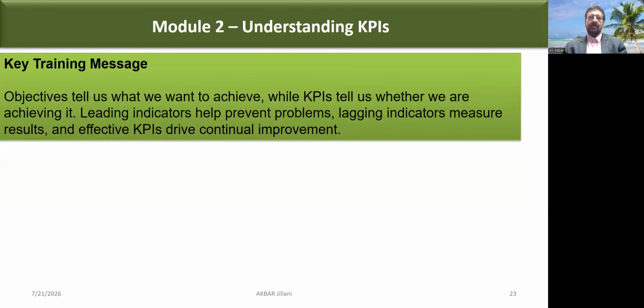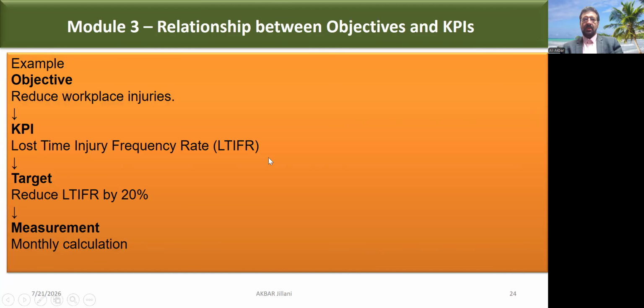Now, the key training message. What is the message for this? Objective tells us what we want to achieve, while KPI tells us whether we are achieving it. Leading indicators help prevent problems. Lagging indicators measure results. And effective KPIs drive continual improvement.